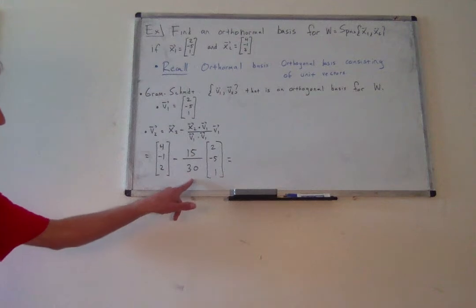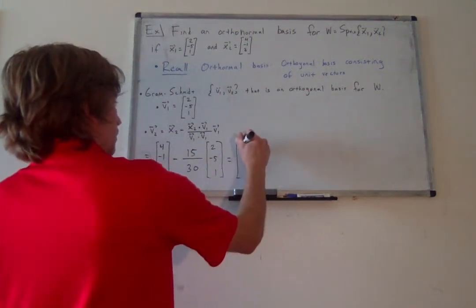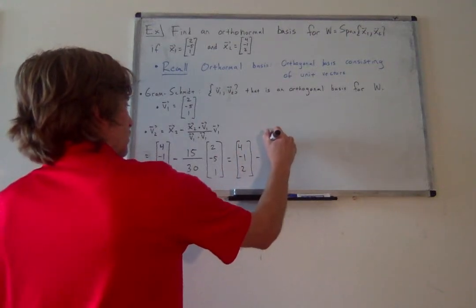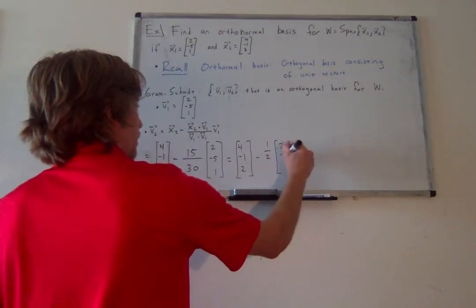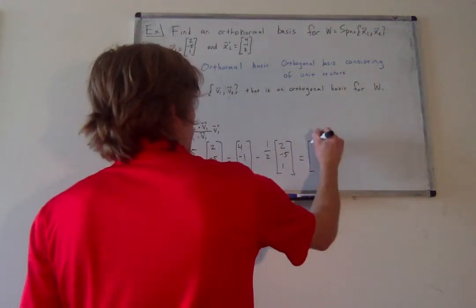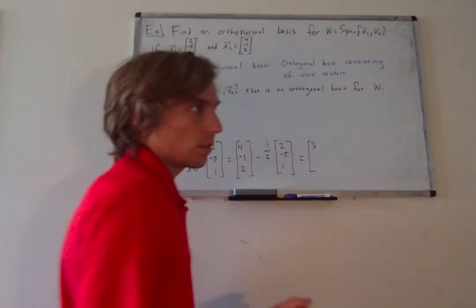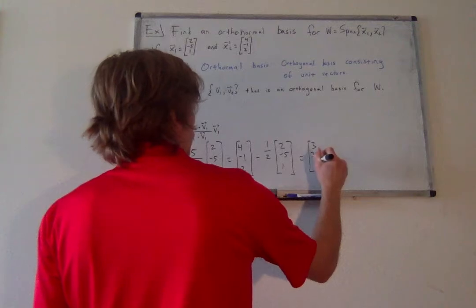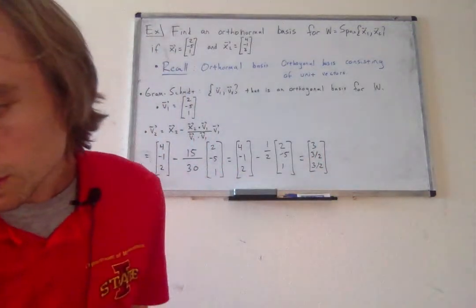So this is equal to 1/2. So this is (4, -1, 2) minus 1/2 times (2, -5, 1). So 4 minus 1 is 3. -1 plus 5 halves is 3 halves. And 2 minus 1/2 is also equal to 3 halves. Let me double check. Yes.